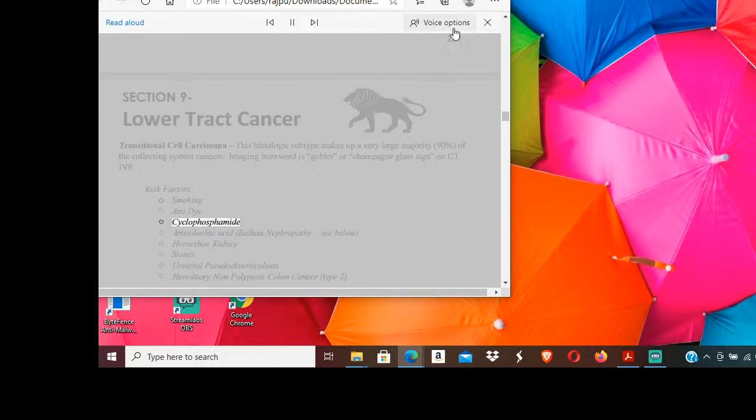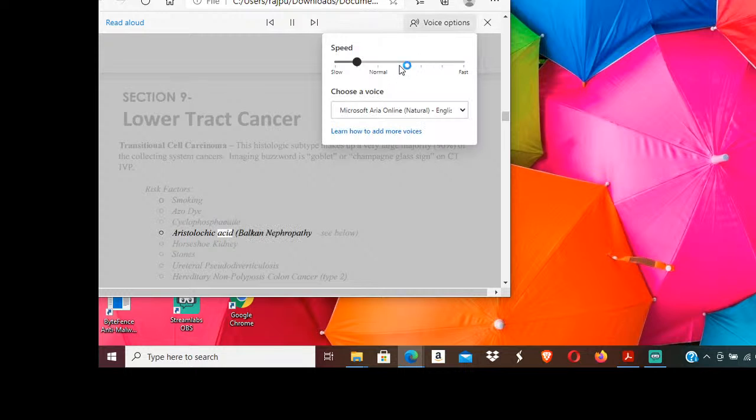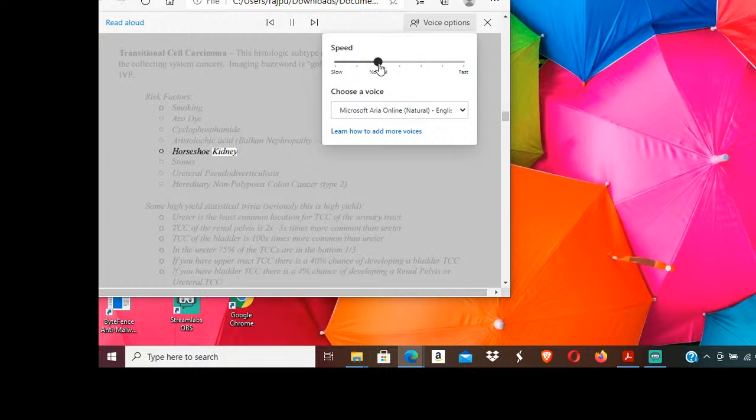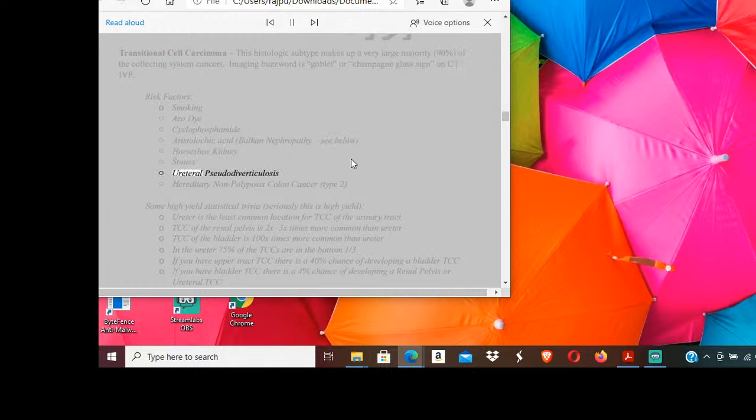azo dyes, cyclophosphamide, aristolochic acid, Balkan nephropathy (see below), horseshoe kidney, stones, ureteral pseudodiverticulosis, hereditary non-polyposis colon cancer type 2.